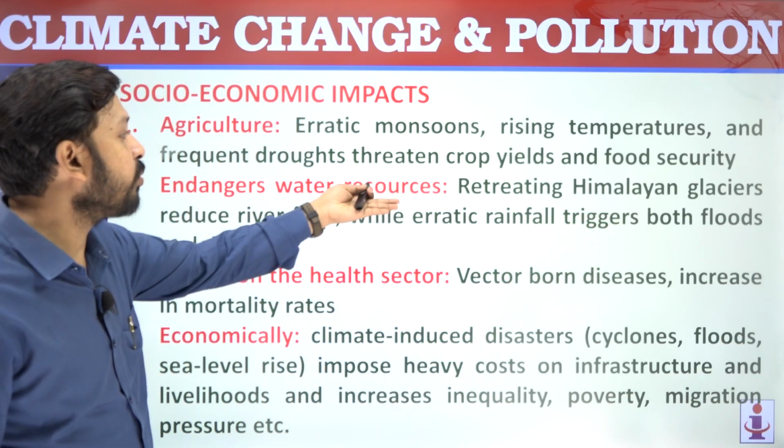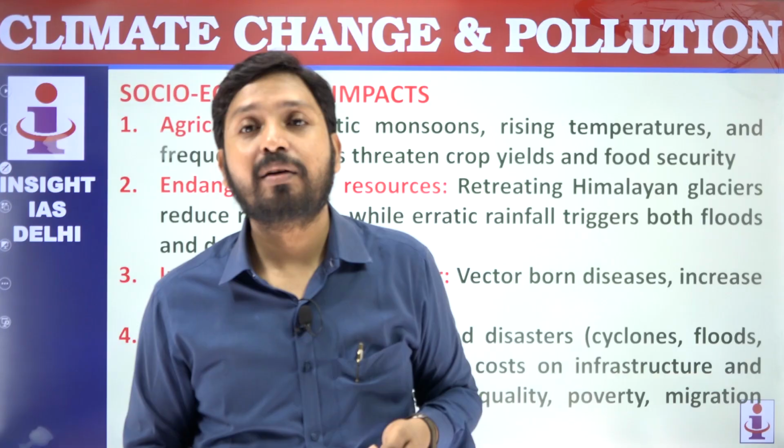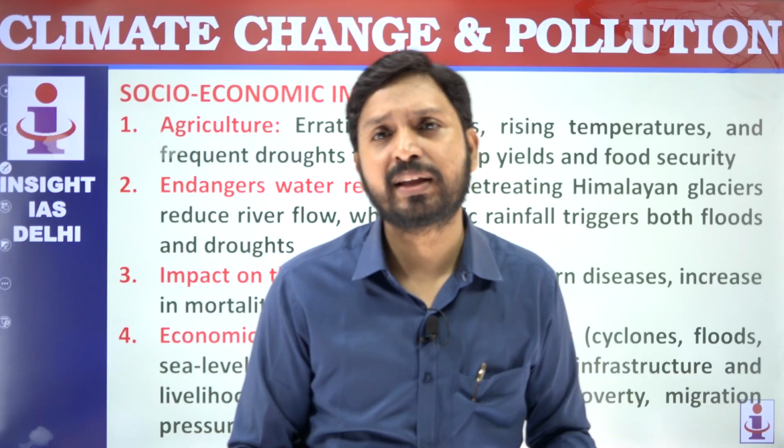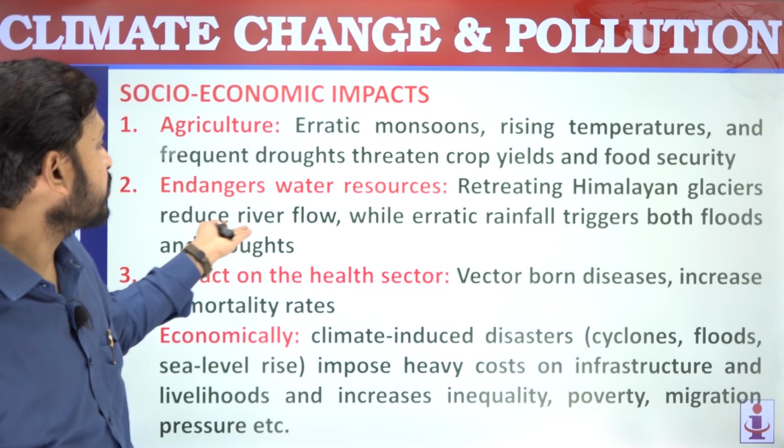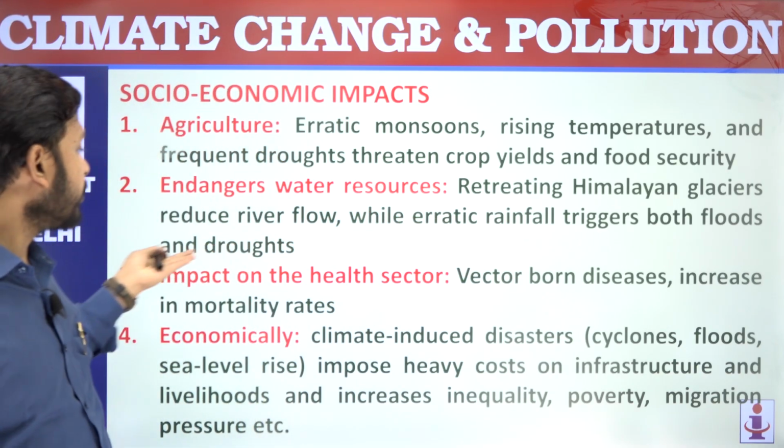Apart from that, water resources are endangered. For example, because of the increase in global temperature, the Himalayan glaciers are melting. Once the glaciers are melting, for the time being our North Indian rivers will have abundant water. But with time, once these glaciers are melted completely, what will happen? There won't be any water. And because of erratic rainfall also, there won't be any water in the rivers, and drought conditions will occur. Once drought conditions occur and there is no water, you can imagine the survival issues. So, retreating Himalayan glaciers reduce river flow, while erratic rainfall triggers both floods and droughts.